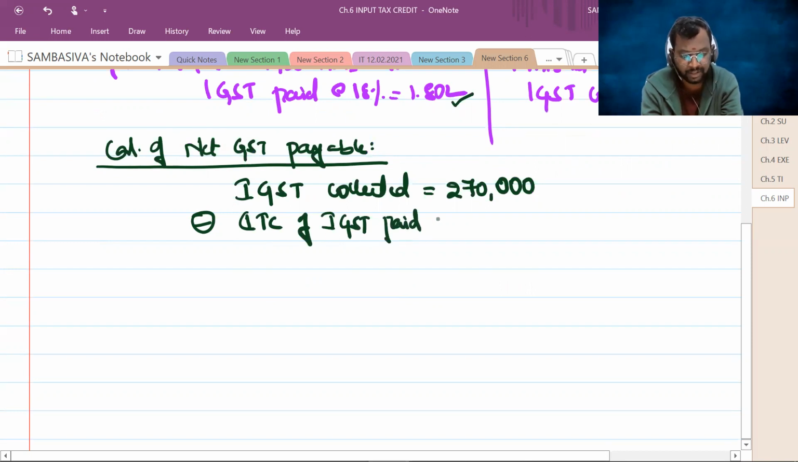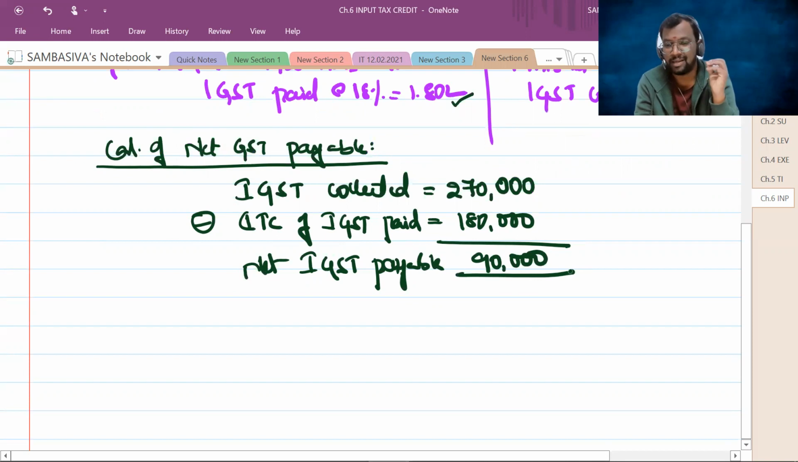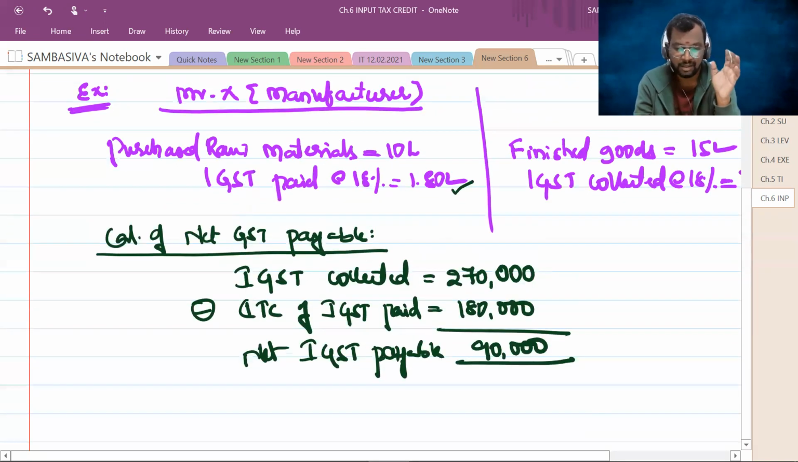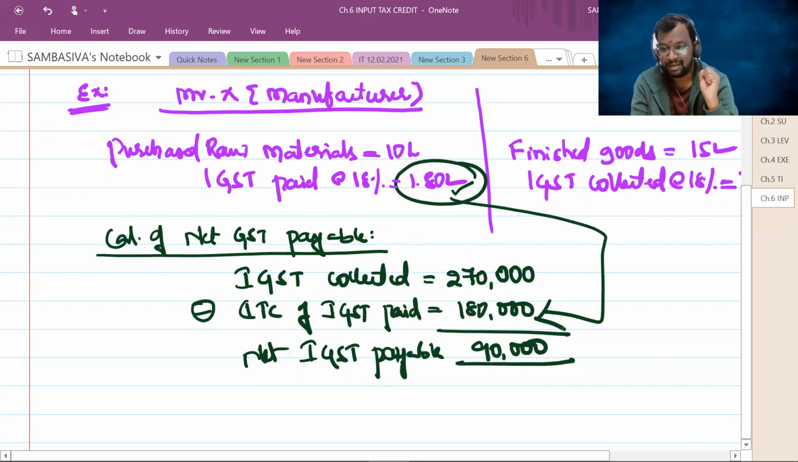Input tax credit of IGST paid, 1,80,000 you have paid already. Take that amount as credit. So net IGST payable is 90,000 rupees. Clear, sir? So earlier, whatever input IGST we have paid, 1,80,000, here we are taking credit of that, and that is what we call input tax credit.